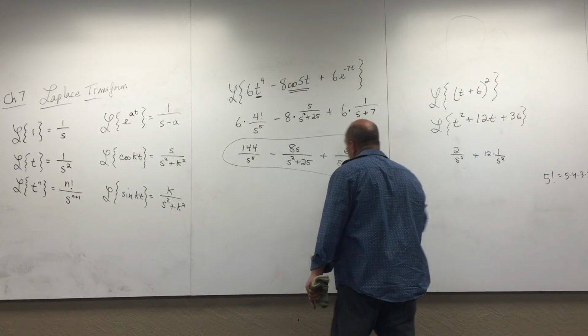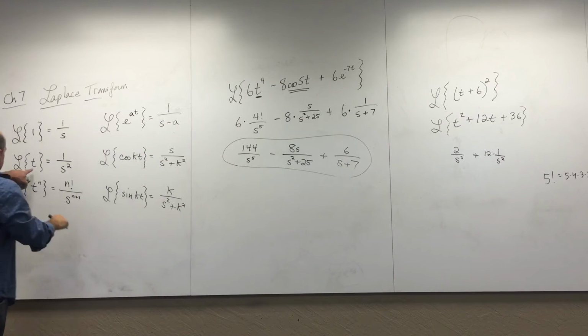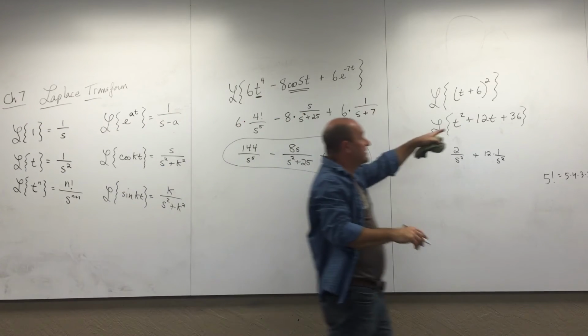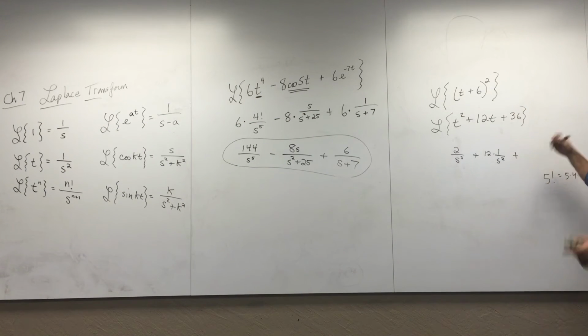See, I get a little confused. Sometimes I think t is this, but it's not. T is 1 over s squared, and a plain old number is a 1 over s. You with me? Sometimes my brain's just thinking weird. But so t is a 1 over s squared. A 36. How do you do a 36? 36 over s. Right. So we're done. Unless you want to call it common denominator. No.